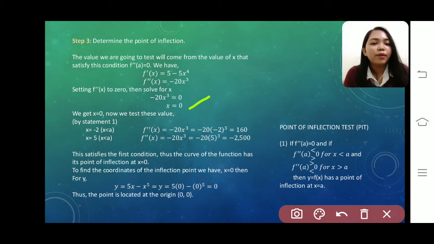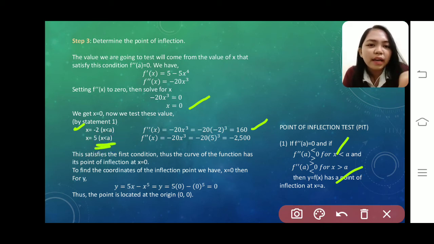Now, we are going to test this value. So, we have, for the statement 1, dapat magte-test tayo nung value na less than A and then greater than A. So, diba, inuna ko dito yung value na less than A, which is negative 2. So, pag substitute ko dun sa second derivative niya, ang value na nakuha ko is positive. Therefore, dapat, dito hindi ko na bago. X greater than A na to, kasi 5. Greater than 0 naman si 5. Therefore, namali ko lang to. Hindi ko na nabago pag copy-paste. So, dapat x greater than a to.